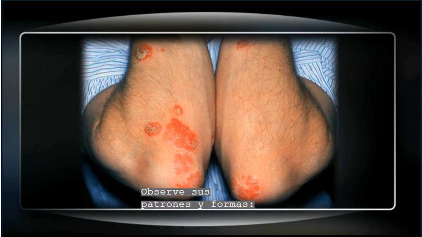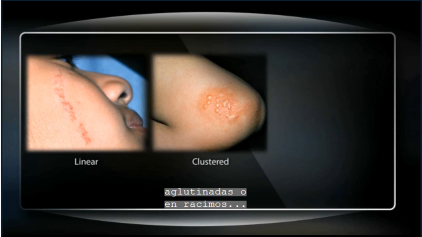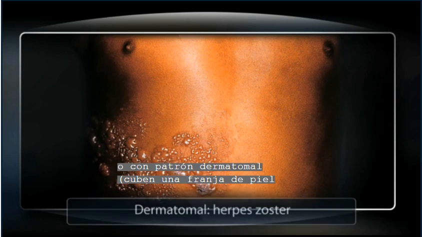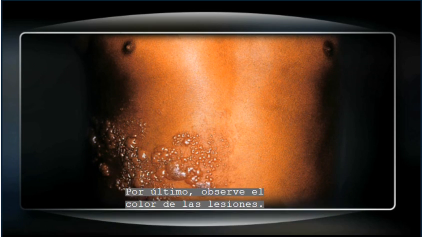Note their patterns and shapes. Are the lesions linear, clustered, annular, that is, in a ring, arciform, that is, in an arc, or dermatomal, meaning covering a skin band that corresponds to a sensory nerve root? Finally, note the color of the lesions.